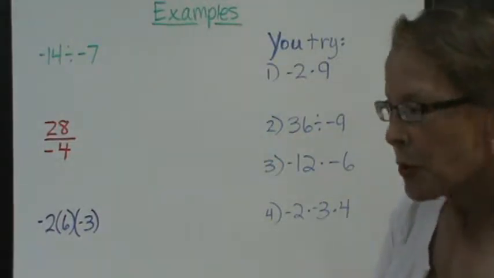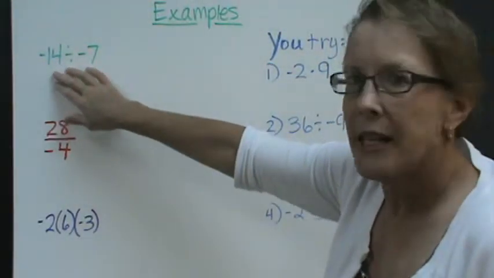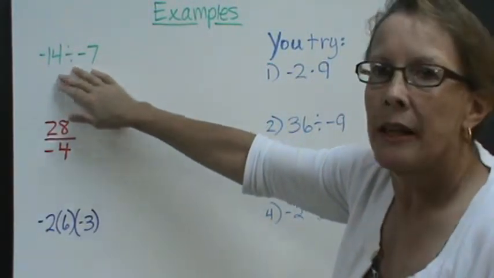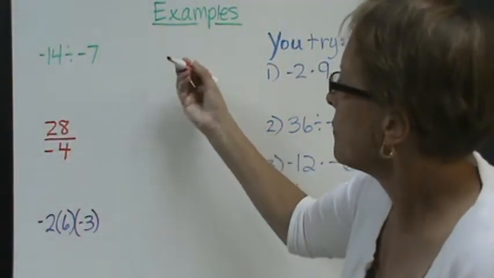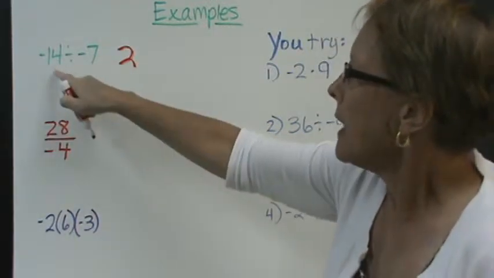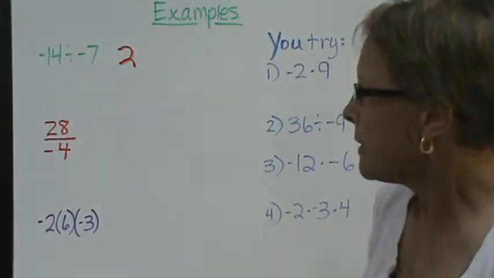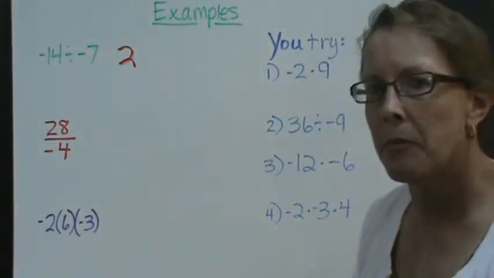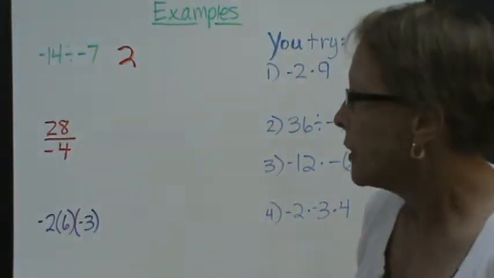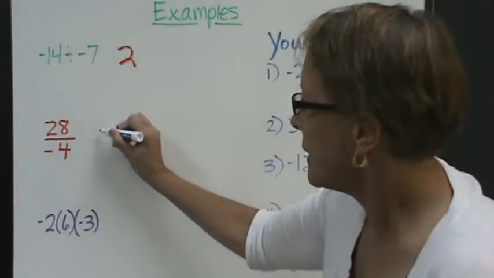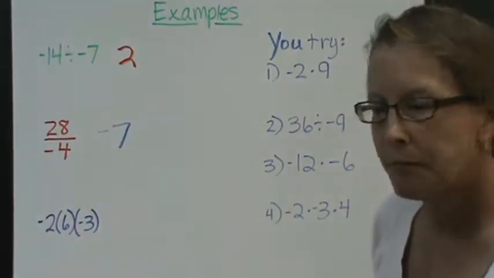Here's some examples. We're going to work them together, and then you get a chance to try. Are the signs the same, or are they different? Yes, they're the same. So I do 14 divided by 7 is 2, and a negative divided by negative, the signs are the same, so it's a positive. My second problem is 28 divided by -4. Are the signs the same, or are they different? Good, they're different. So my answer is going to be a negative. And then I have 28 divided by 4, which is 7.